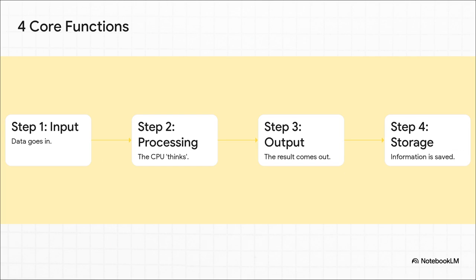And here's the really powerful part. It doesn't matter if it's your phone, a laptop, or some massive supercomputer. They all work on this same simple four-step loop. You give it some data, that's input. It thinks about that data, that's processing. It gives you a result, that's output. And it saves that result for later. That's storage. That simple cycle, that's the heartbeat of all computing, period.